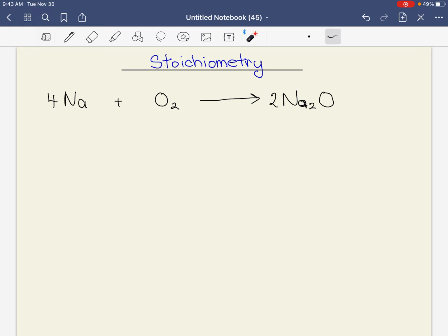This means for this reaction to go to completion, you need 4 moles of sodium reacting with 1 mole of oxygen to produce 2 moles of sodium oxide. That's the reason why we balance chemical reactions. If they're not balanced, you're not going to get this mole ratio of 4 to 1 to 2, because it'll be messed up. We'll see that later.